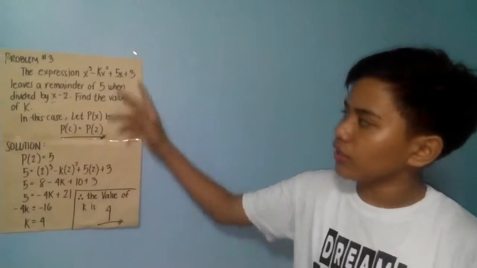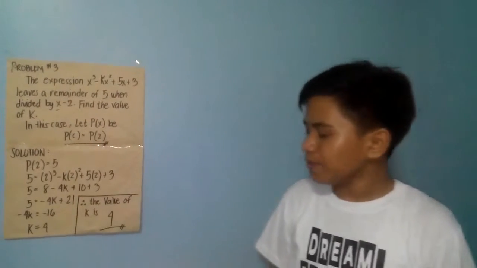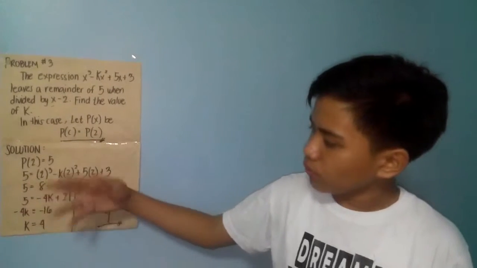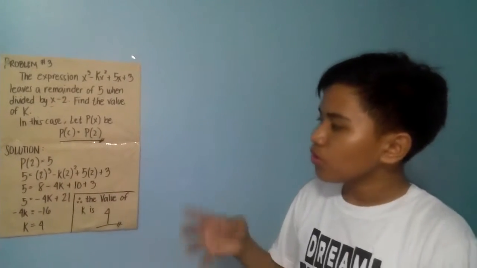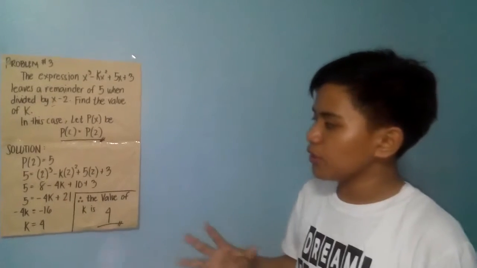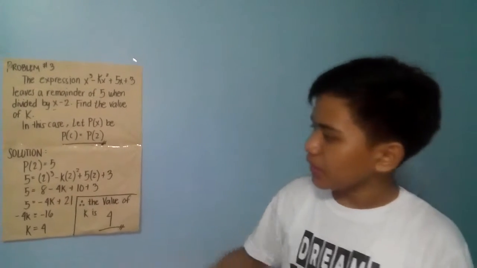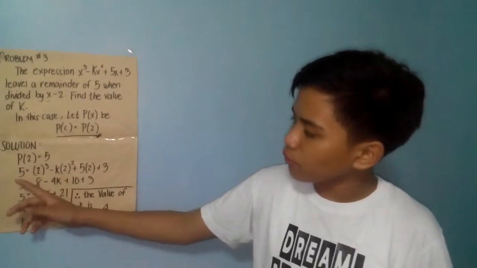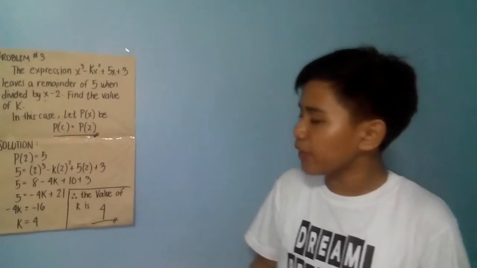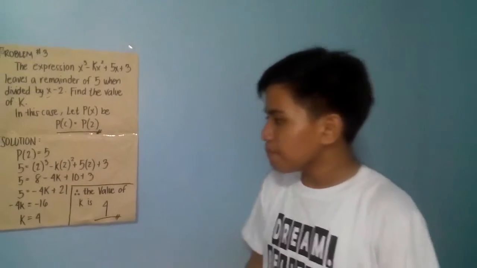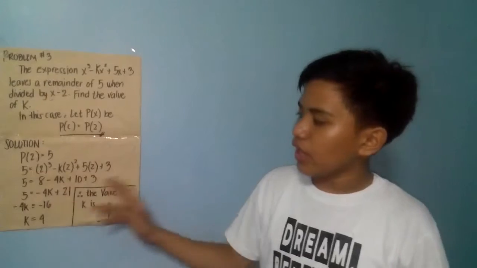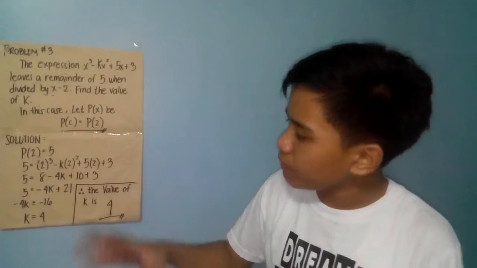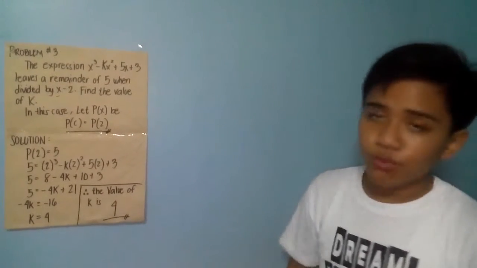So that's why this equals 5. The whole polynomial will equate to 5 for us to find the value of k. So it will result in 5 is equal to 2 cubed minus k times 2 squared plus 5 times 2 plus 3. And then we solve the exponents, and it will result in 5 is equal to 8 minus 4k plus 10 plus 3. And then when we solve the terms without a variable, it will result in 5 is equal to negative 4k plus 21.